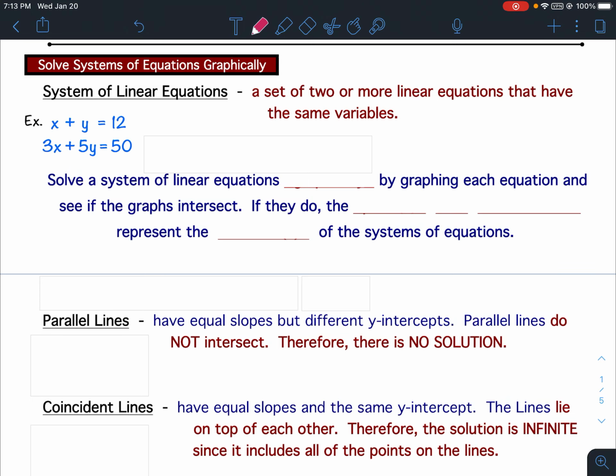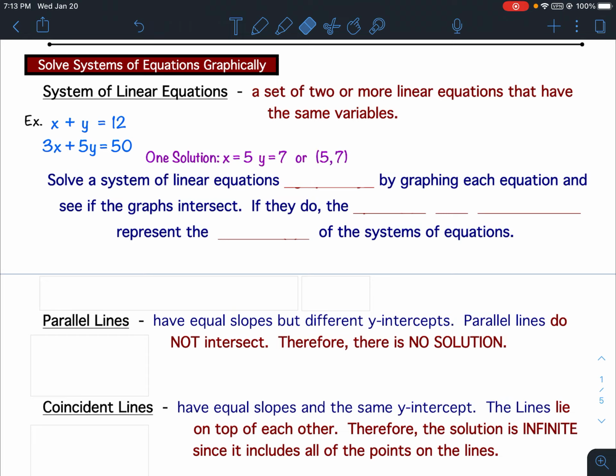This is what 2 equations would look like for systems of equations. So go ahead and write down the example x plus y equals 12 and 3x plus 5y equals 50. All right, I know you don't know how to do this yet, but I'm going to tell you that the solution to these 2 equations, in other words, I need to find the values of x and y that are not only true for the one equation, but also true for the other equation. So it has to work for both equations.